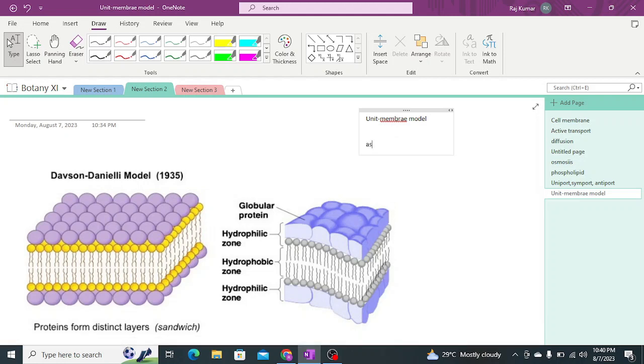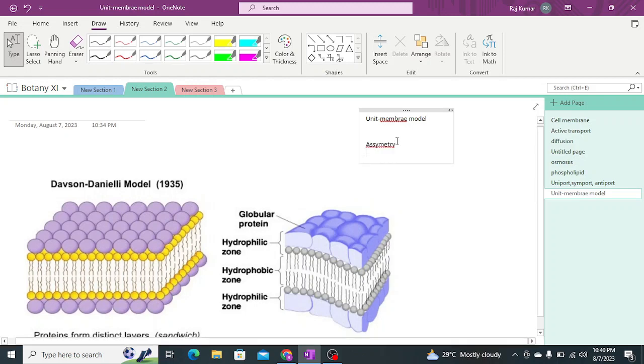The first factor was asymmetry. It didn't describe the asymmetry of the cell membrane. As we know, cell membranes are asymmetrical, which means if we cut the cell membrane in half, the two halves will not be identical to each other. This is known as asymmetry, and cell membranes are asymmetrical.